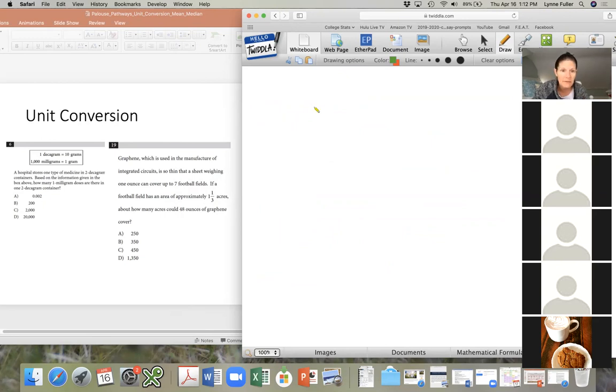So graphene, which is used in the manufacture of integrated circuits, is so thin that a sheet weighing 1 ounce can cover up to 7 football fields. So 7 football fields. So you see here, it's not ounces is to pounds or something like that straight off the bat. They're comparing what it can cover. And here they're giving you the example of football fields. And what they're also saying is that 1 football field is approximately 1 1/3 acres.